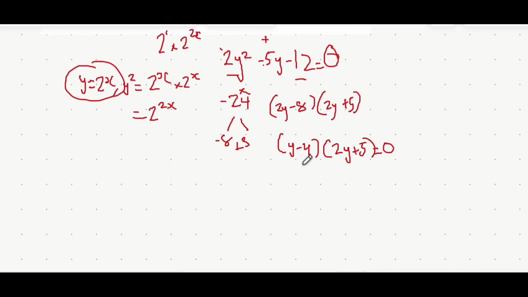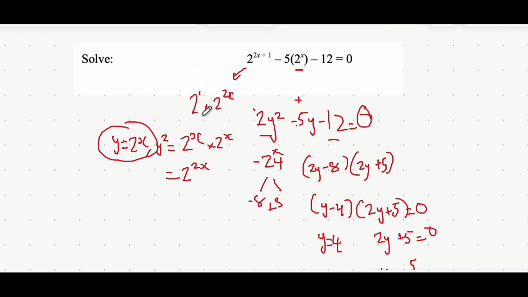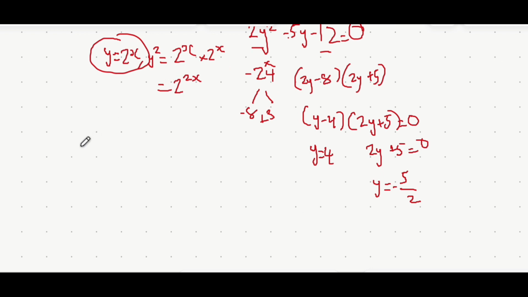Now the first bracket is equal to 0 when y equals 4, and the second bracket equals 0 when, well, let's solve it. Subtract 5 from both sides, and then divide by 2. So it's when y is minus 5 over 2. But once again, we're solving for x. So now, because we found the solutions for y, we're now going to replace y with 2 to the x, and say that 2 to the x is equal to 4, or 2 to the x is equal to minus 5 over 2.